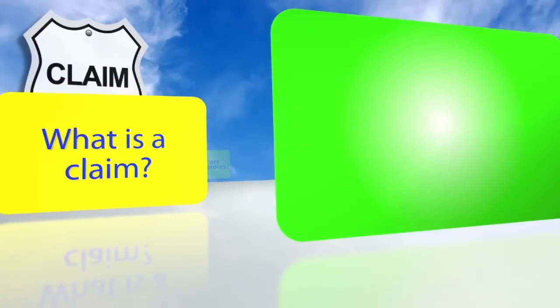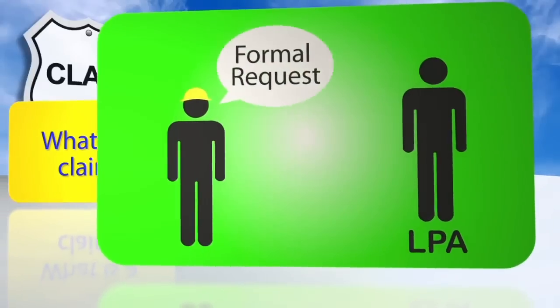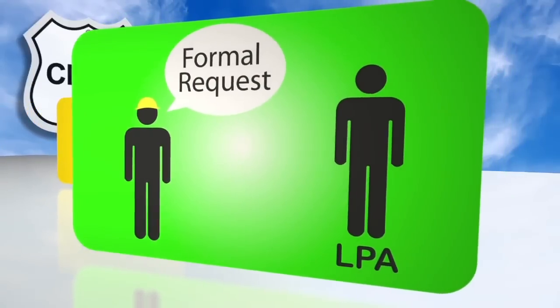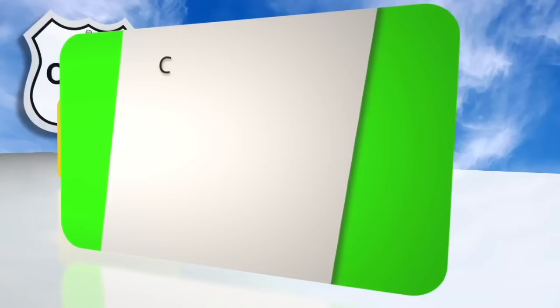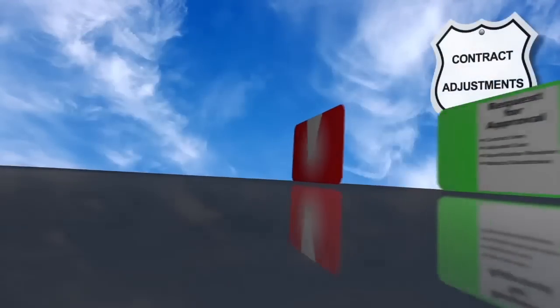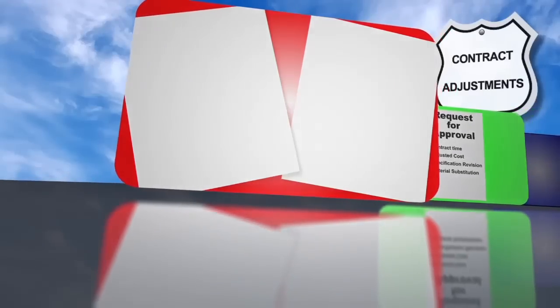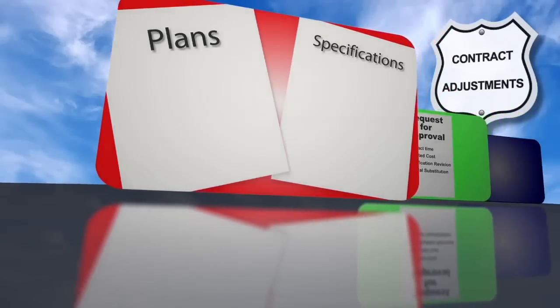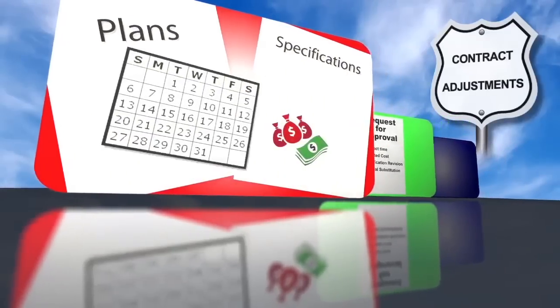A claim is also processed as a contract change. A claim is a formal request for additional compensation that is a step beyond the normal change order process. Claims are usually the result of unresolved modifications to a contract that have been previously denied in the change order process. Generally, the reasons change orders are needed is to make contract adjustments such as plan or specification corrections, or changes to cost or time allowed to complete the work.